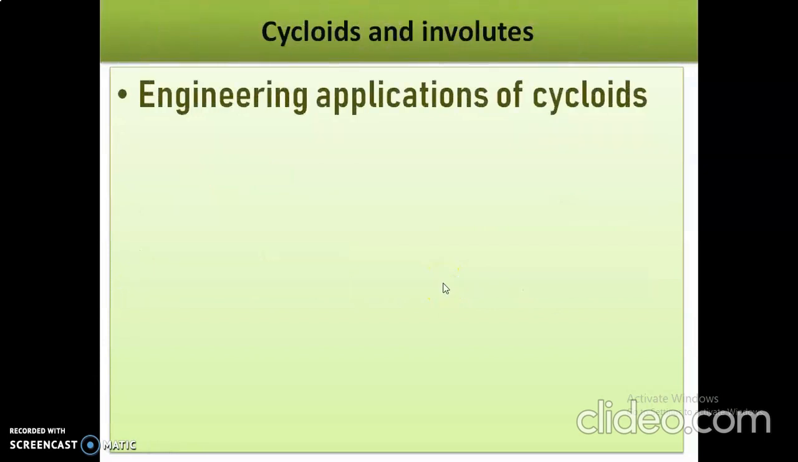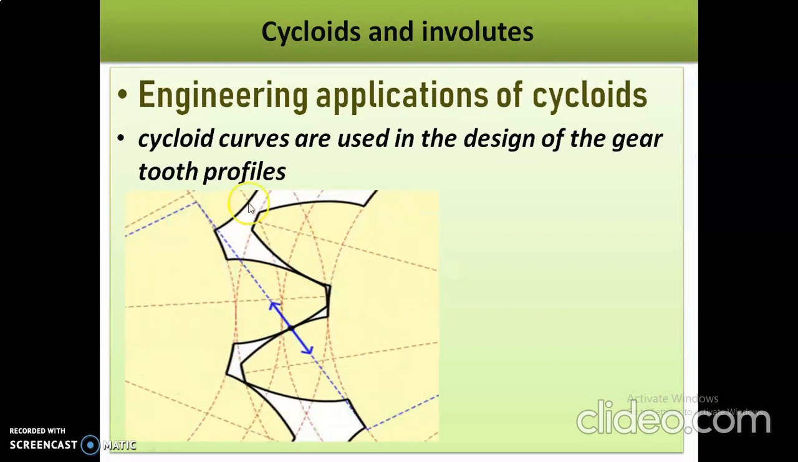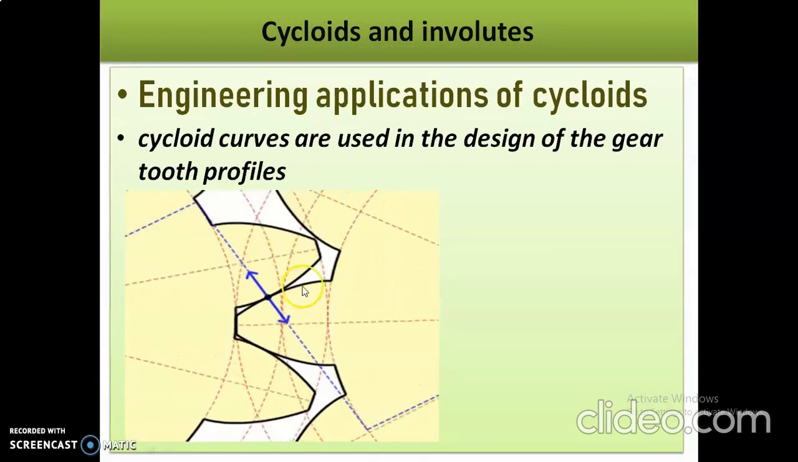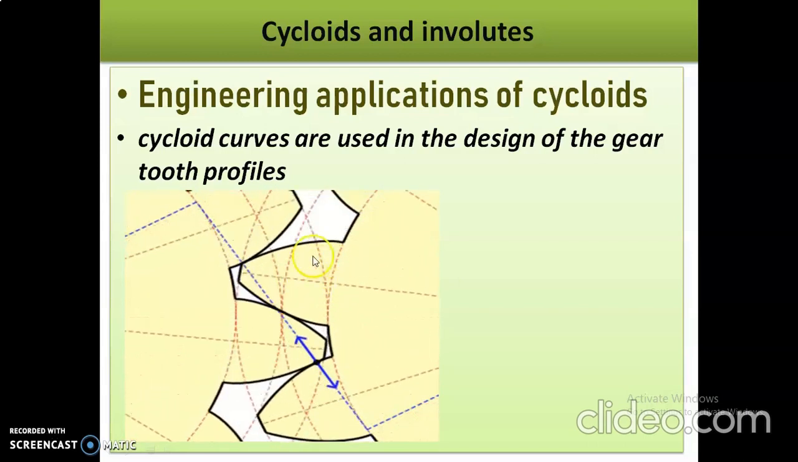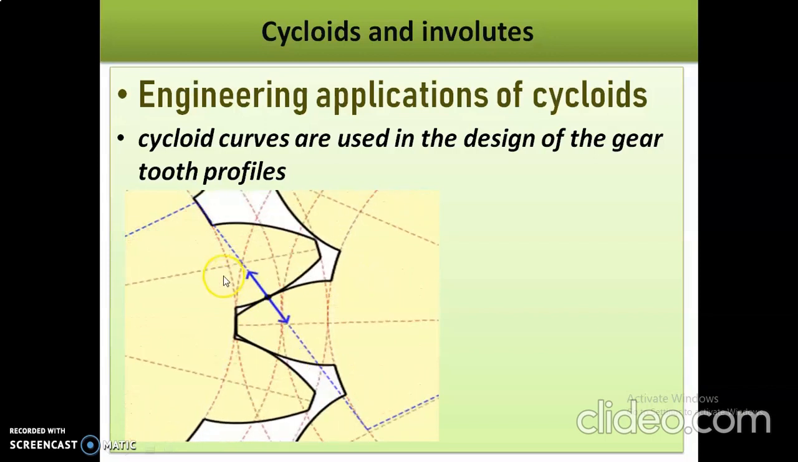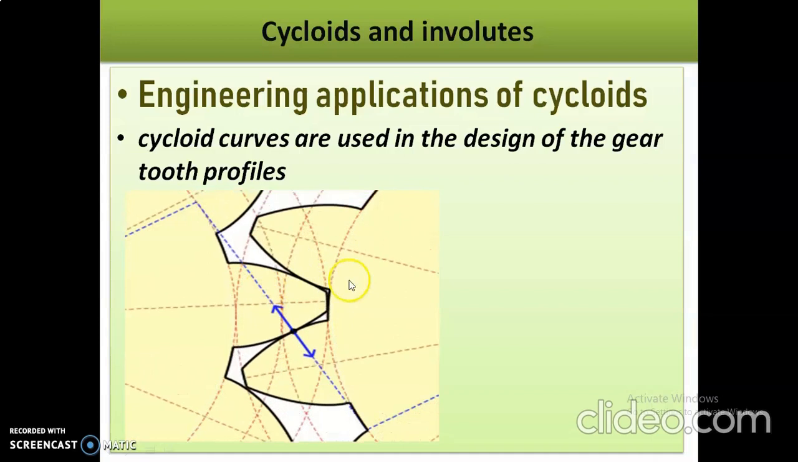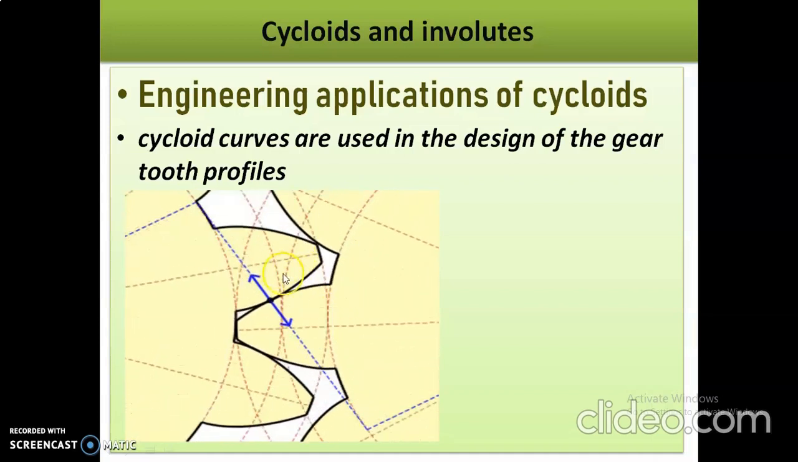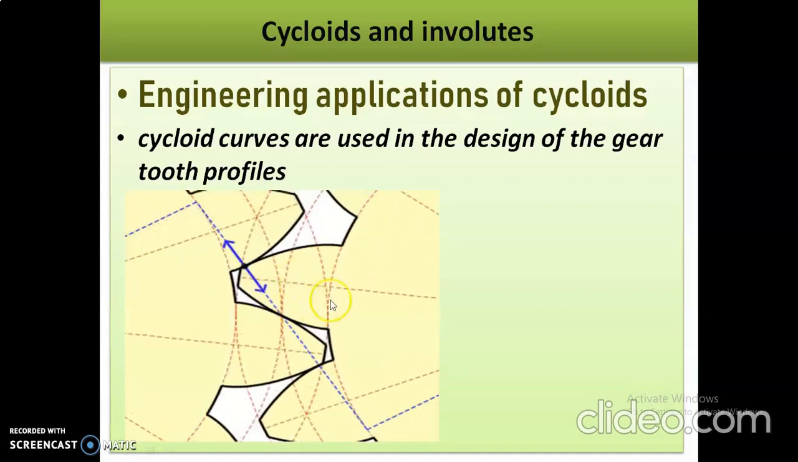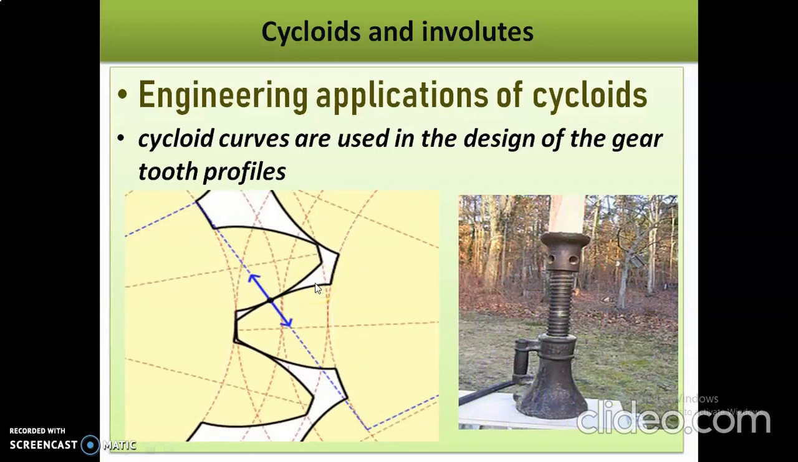See here, first one, cycloid curves are used in the design of gear tooth profiles. See, this is a gear meshing with each other. Here we have two gears: gear 1 or gear 2, or gear A or gear B. These two are meshing with each other. So in the design of gear tooth profiles, we use cycloidal curves. Okay, this is the first one.